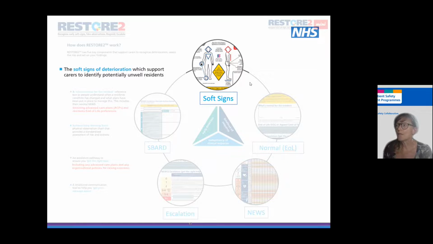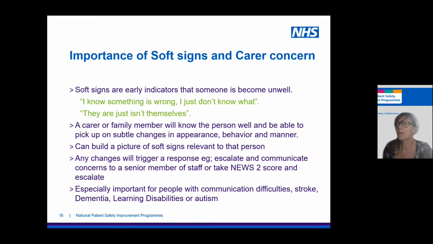So the very first, there's 5 elements in the full Restore2, and the first one is soft signs. And we work quite a lot during the online training that we provide with care homes to think about what soft signs means. And the importance of soft signs is that it really reflects each individual's needs. We hear a lot of the time that this is the kind of comment that comes to primary care during escalations: I know something is wrong, I just don't know what. They just aren't themselves.